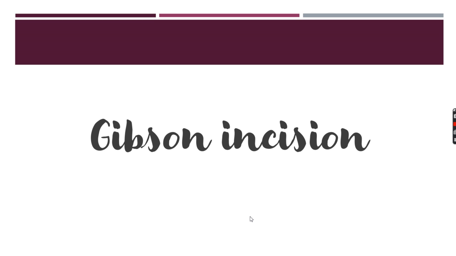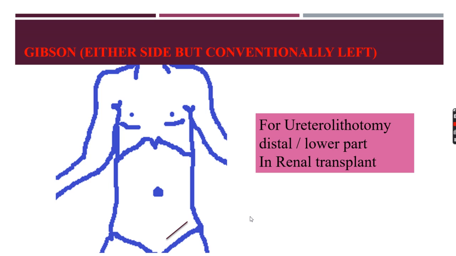After that comes the Gibson incision. Now this Gibson incision can be given on either side, but conventionally it was on the left side. Here you can see it's on the left side, just above the inguinal ligament. It starts about 2 to 3 centimeters medial to the ASIS. This is the ASIS, and it runs parallel to the inguinal ligament. This is the inguinal ligament and this is the incision, right?